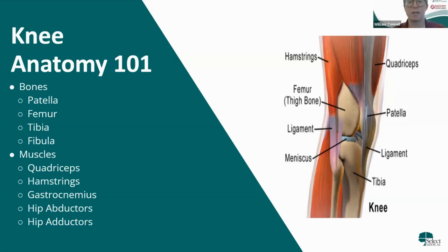Now, the other two muscles I wanted to touch on before we move forward are the hip abductors and adductors. The hip abductors are a really important muscle for overall knee alignment, and we're going to be talking about those a lot with all the injuries we go over in a little bit. The adductors also play a good role in stability, but the main focus for today, we're going to be talking about those abductors.